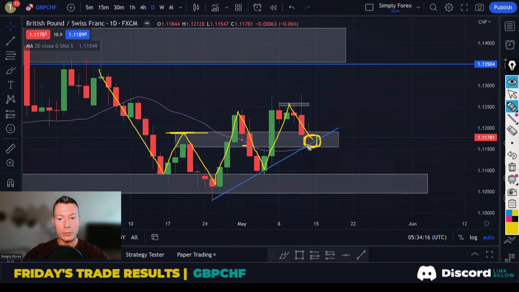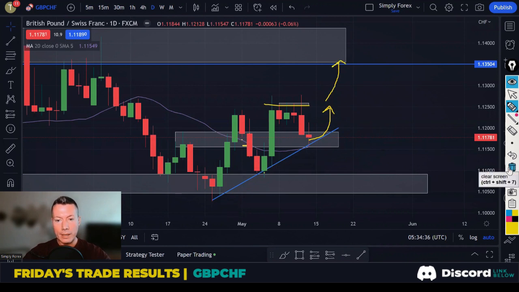Value, value, value. So we've got the moving average 20 coming round. We've got a grey area of support and resistance, and we've also got this diagonal channel as well. So there's lots of confluence here that tells me we could potentially come back up to these highs, if not all the way back up to here. That's why I was interested in this pair, guys.